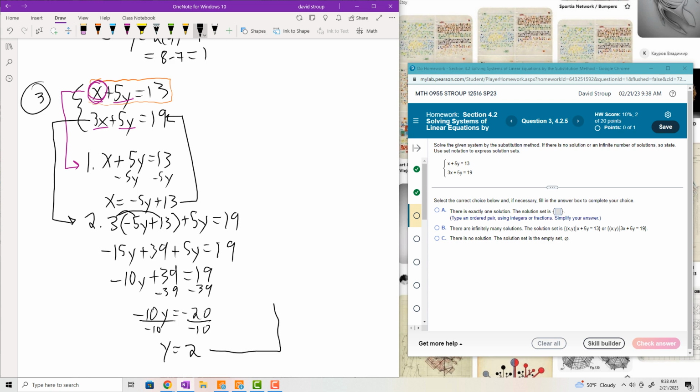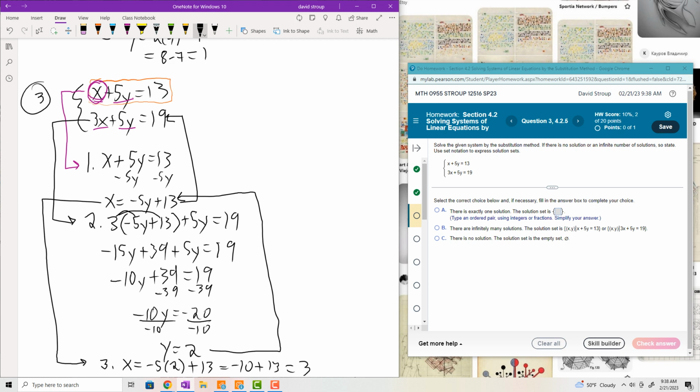Then I just go back to my x equation, which I found in the substitution, basically, which I found in step 1. So x will be negative 5 times 2 plus 13, which is negative 10 plus 13, which is 3. So my solution will be (3, 2).